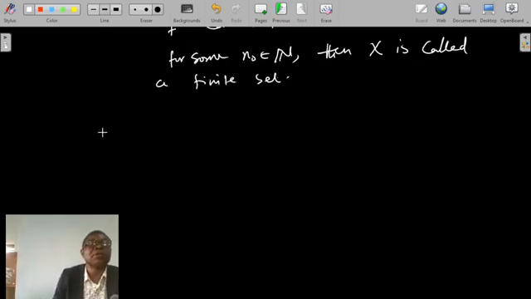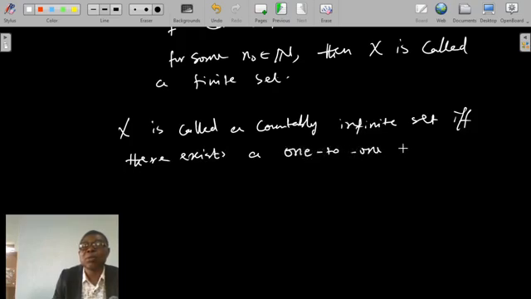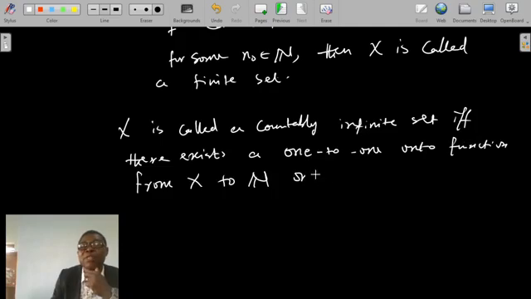Recall also that X is called a countably infinite set if and only if there exists a one-to-one onto function from the set of natural numbers to X, or vice versa.